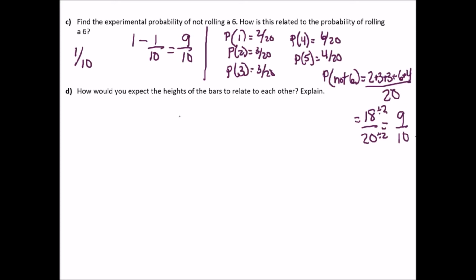Okay, so two different approaches. We can either take the leftovers of rolling a 6, and that would be not rolling a 6, or we can add up the probability of 1, 2, 3, 4, 5, and that would be not rolling a 6 as well.